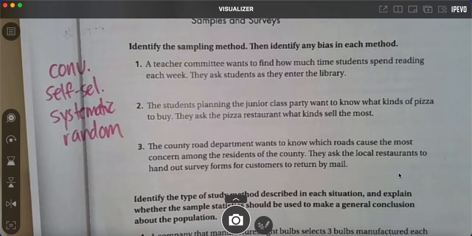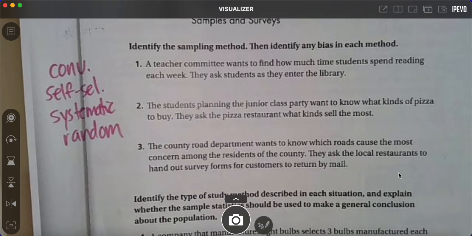I don't know. Let's go for number 2 now, though. The students planning the junior class party want to know what kinds of pizza to buy. They ask the pizza restaurant what kinds sell the most. Is that self-selected? Well, I would say convenience. Let me see what they say. They say convenience as well. I say convenience. Now, is there any bias?